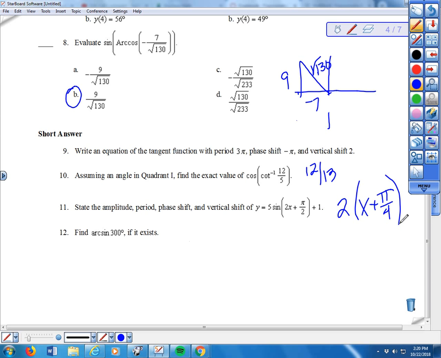Okay, we've talked about this one already in class. Doesn't exist, because arc cosine or arc sine has to be a ratio, not an angle.